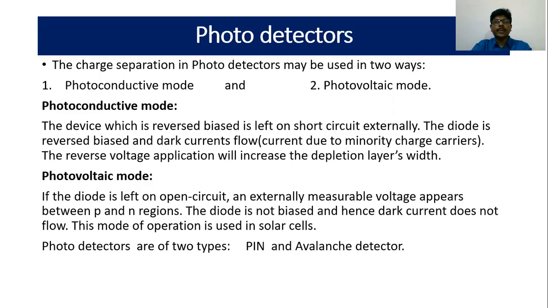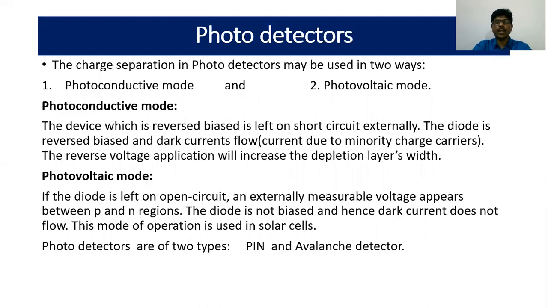Now, the charge separation in photodetectors may be used in two ways, that is photoconductive mode and photovoltaic mode. We shall see what is photoconductive mode. The device which is reversed biased is left on short circuit externally. The diode is reversed biased and dark currents flow, that is current due to minority charge carriers. The reverse voltage application will increase the depletion layer's width.